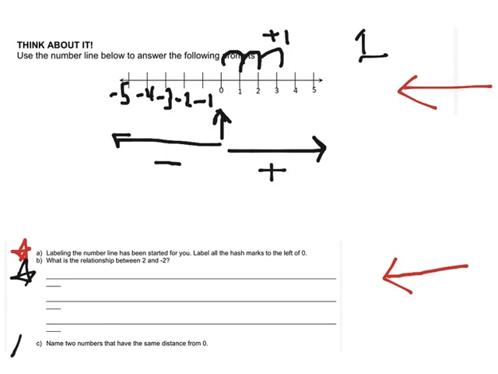Let's take a look at C. Name two numbers that have the same distance from 0. So you're going to have to look at your number line and start with 0 and then count your steps that it takes to get to certain numbers. See if any two numbers on your number line have the same distance from 0. Okay, go ahead, click to the next slide. We are going to get started with answering those two questions. I'll see you back here for our conjecture.